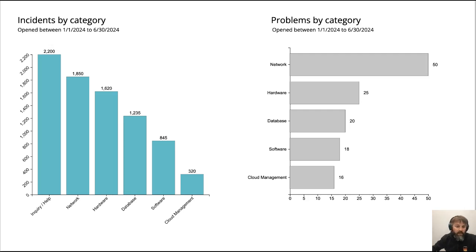One thing I don't know, though, this is only broken out by categories, so I don't know when did these come in during that time frame. Are they all looking at 1 week, 1 month? I don't have that context. I also don't know, is 2,200 good or is it bad? Did we expect more or expect less? So let's take one more look at a different visual.